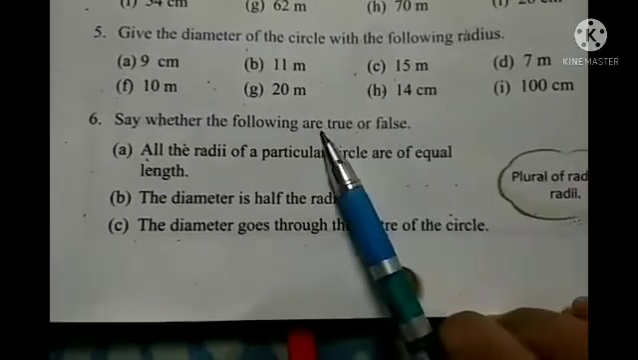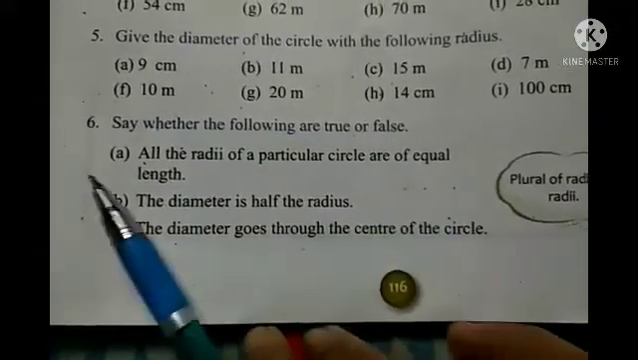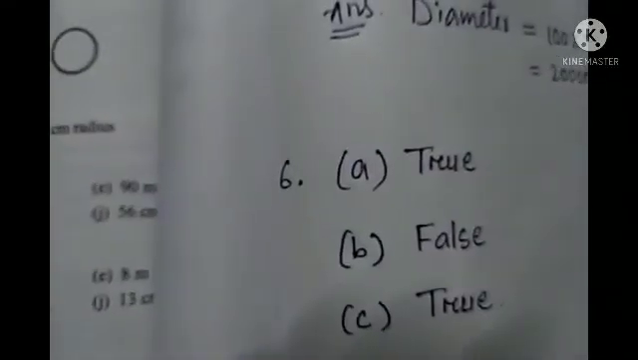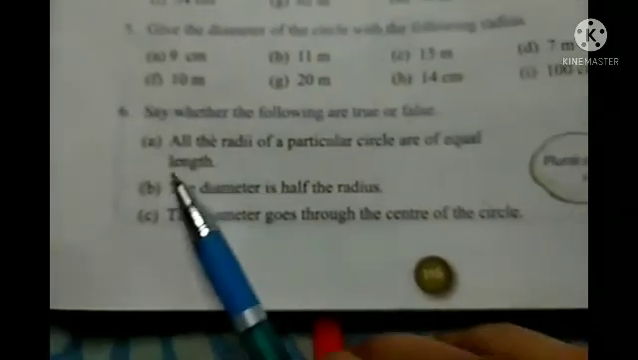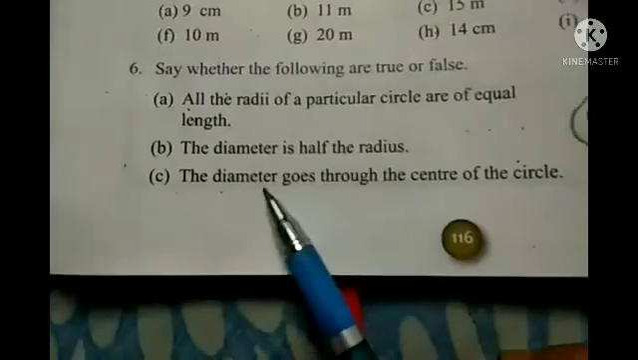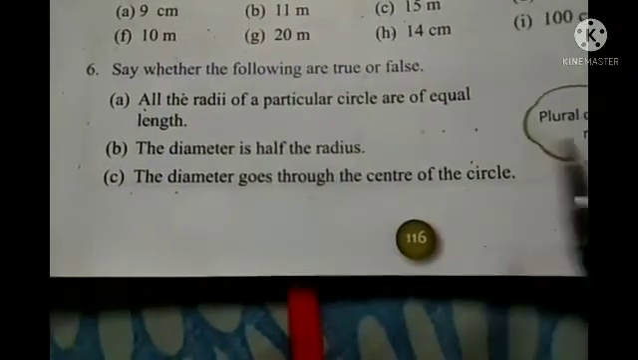In question number 6, you have to write true or false. So A number is given, all the radii of a particular circle are of equal length. So the answer will be what? Yes, true. Now B number is given that the diameter is half of the radius. No, it is not true, because diameter is twice the radius, not half. So false. Okay. And number C is given, the diameter goes through the center of the circle. Yes, it is true. So you have to write true.